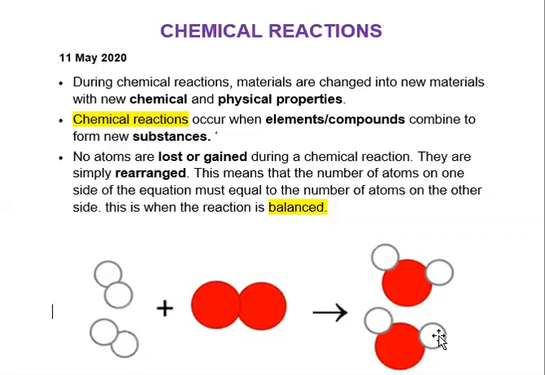Just like this chemical reaction over here, we have hydrogen on one side plus oxygen, and in the end they don't look like hydrogen and oxygen. They look like 2 mini mouses together, right?